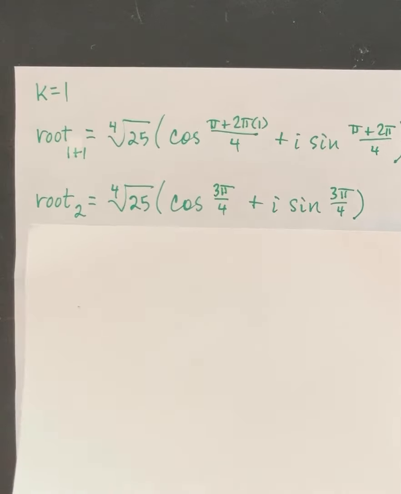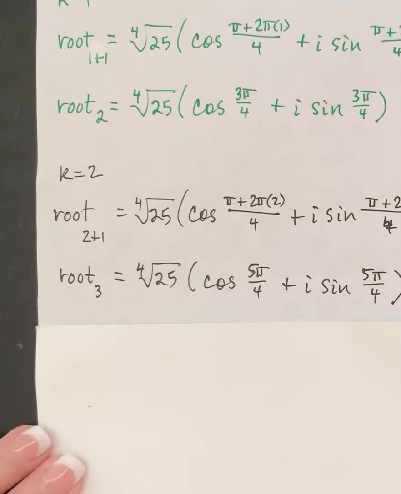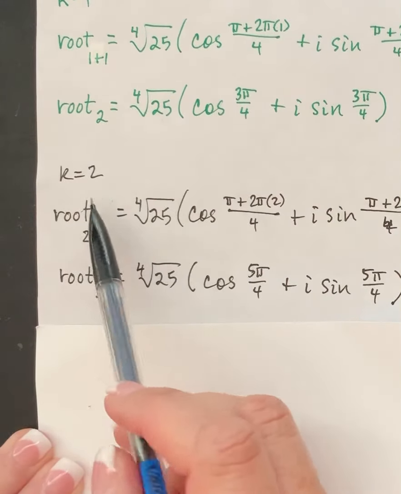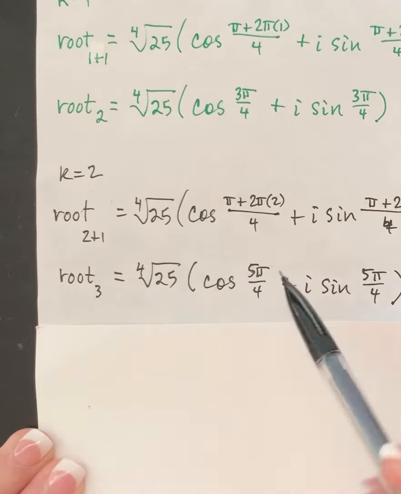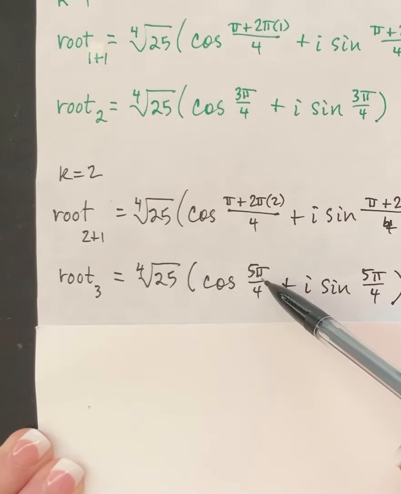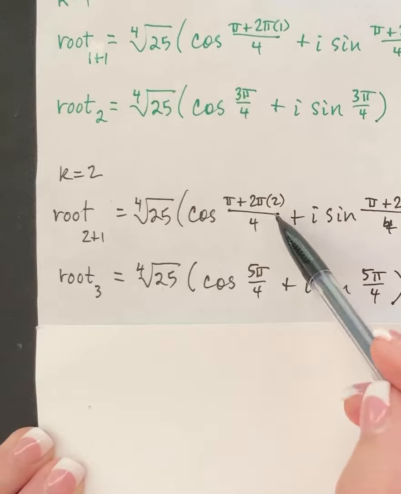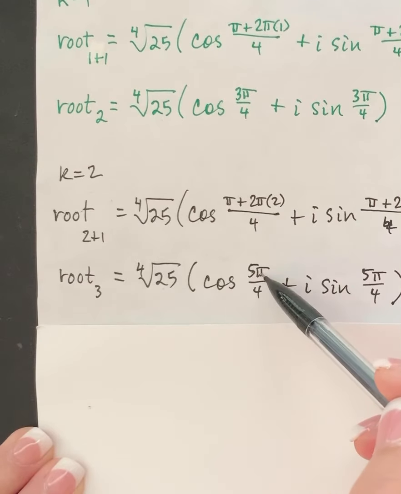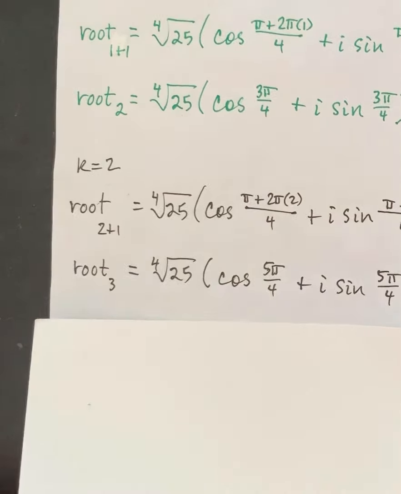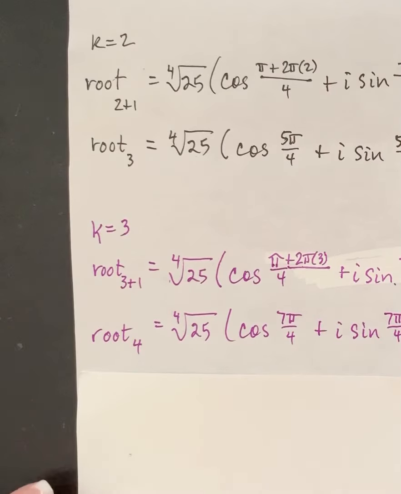Okay, and then it goes on kind of similarly. Here's what you get if you put in 2 for k. It'll be the third root. It's changing the angle. It's not changing the modulus. So in this case, you'll end up with 5 pi over 4 for the angle. And then when you do k equals 3, you'll end up with 7 pi over 4.